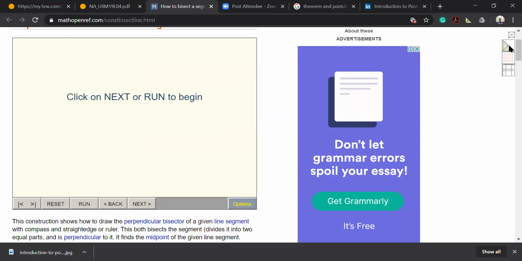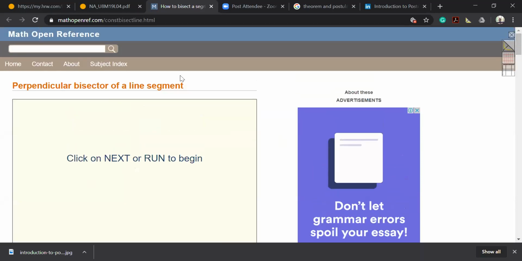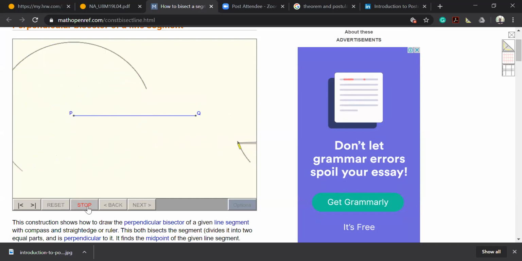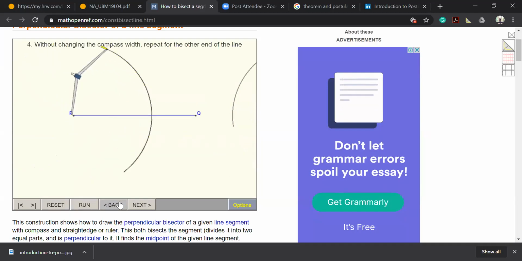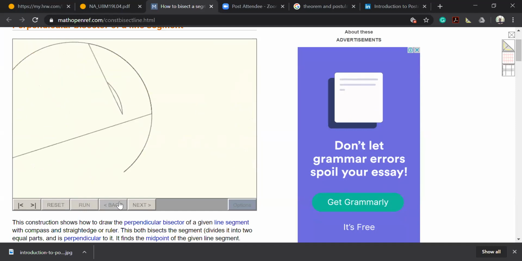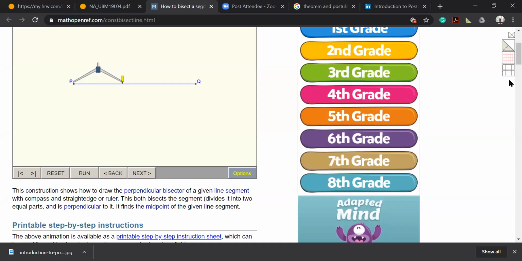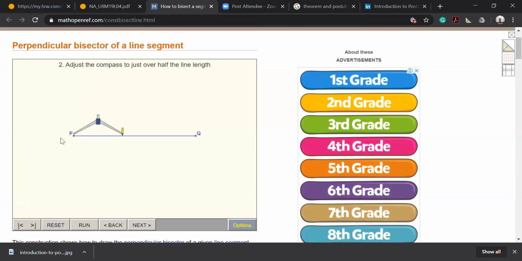Okay, how to construct a perpendicular bisector of a line segment using a compass and a ruler. First of all, the line will be drawn for you. Just wait. So again, the line is going to be given for you and you are required to graph a perpendicular bisector.